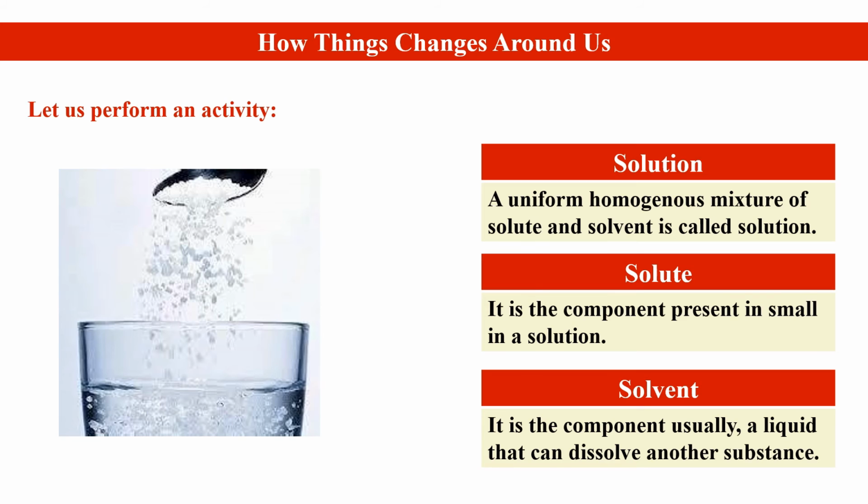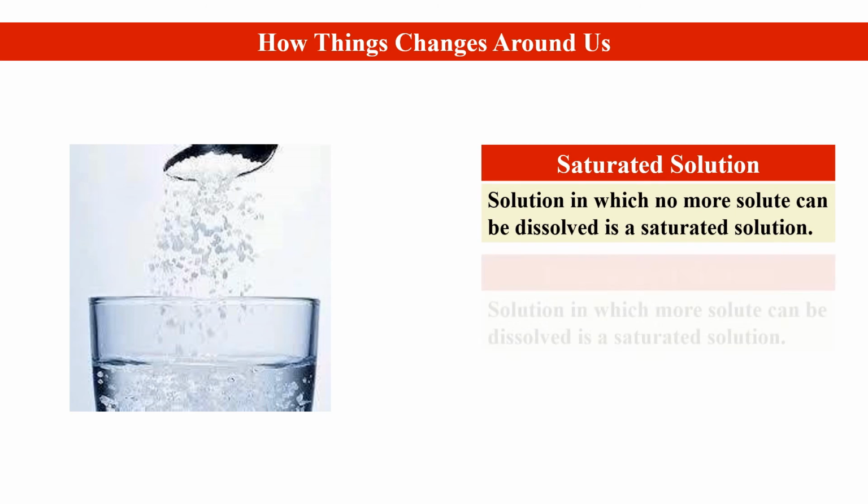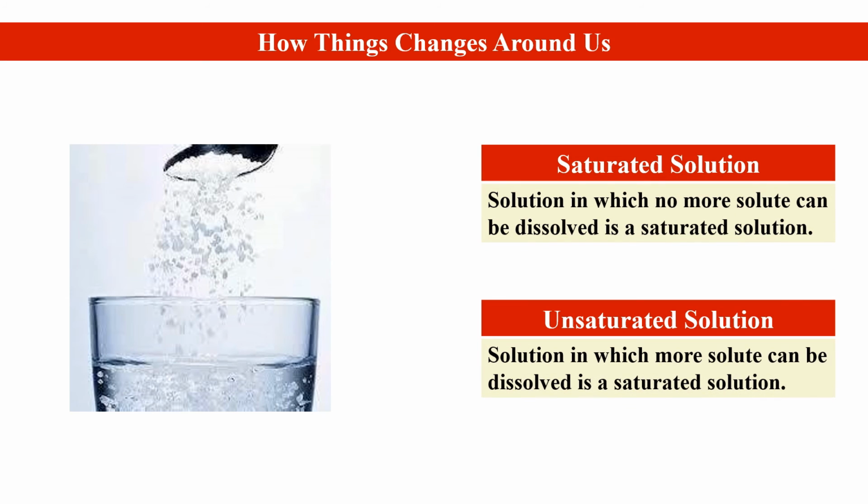Now you are going to ask how to separate the sugar solution. Yes, using the processes called evaporation and condensation. Very good. Now let me give you one more piece of information. On the basis of the amount of solute added to the solution, we can classify solutions as saturated and unsaturated. A saturated solution is one in which no more solute can be dissolved, but an unsaturated solution is one in which more solute can be dissolved.